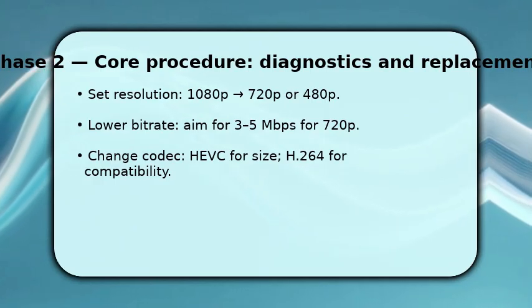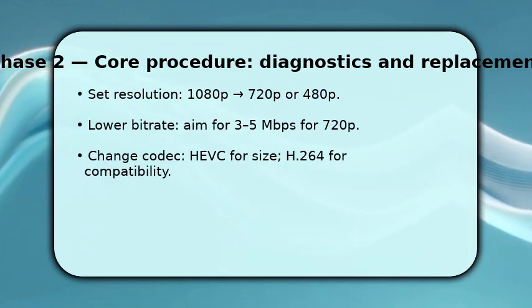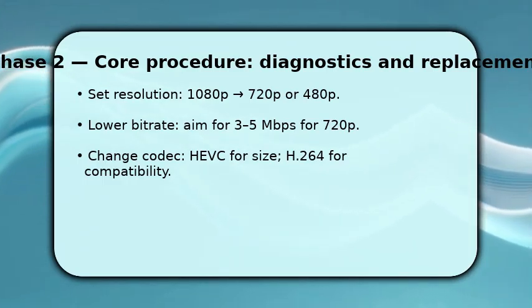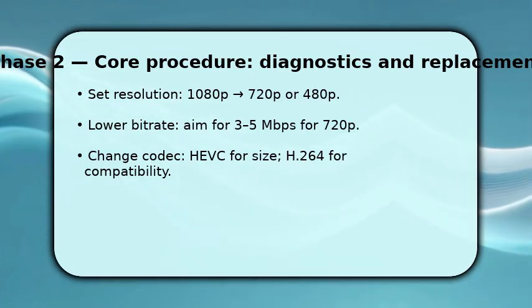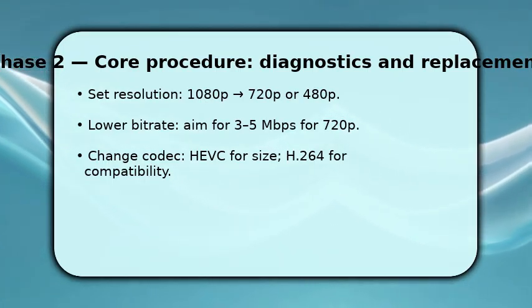Once done, reduce bitrate. For 720p, try 3 to 5 Mbps, and for 480p, 1 to 2 Mbps, because bitrate directly controls perceived sharpness. Also decide codec. HEVC shrinks files more but pick H.264 for broader playback.